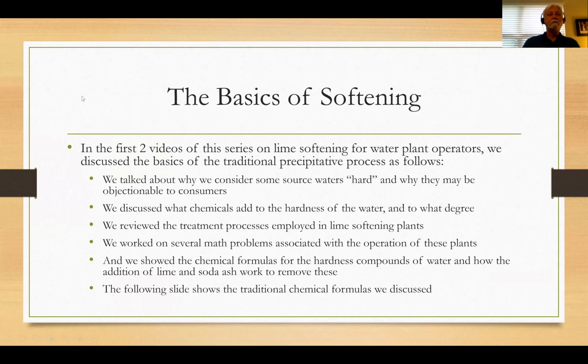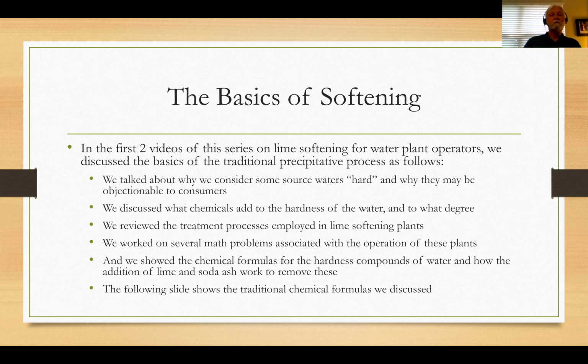Now you remember in the first two videos of this series on lime softening, we discussed the basics of lime softening. We did the traditional precipitative process. We tried to keep it a little bit simple. We talked about why we consider some source waters hard, why that might be objectionable to some of our consumers, and why we want to soften in the first place.